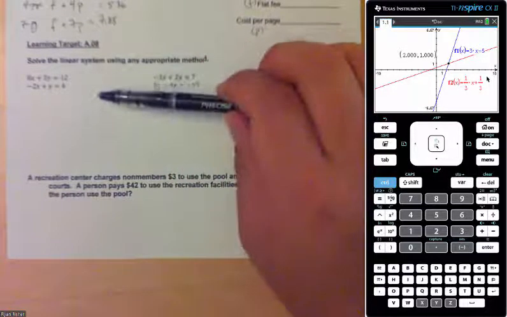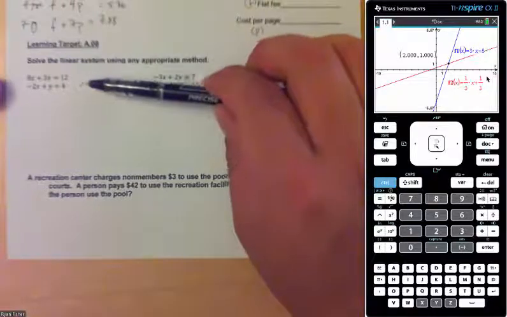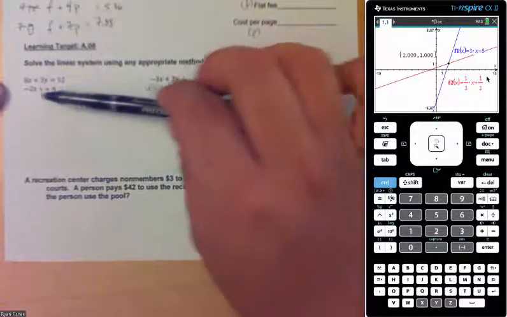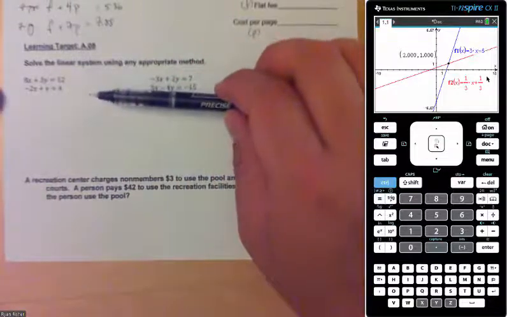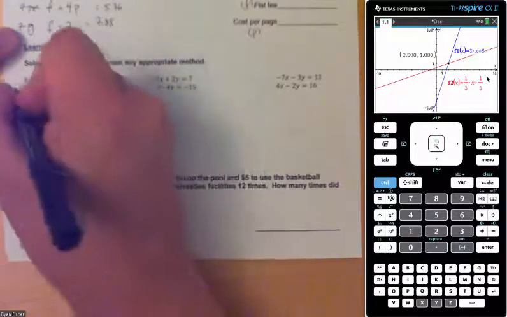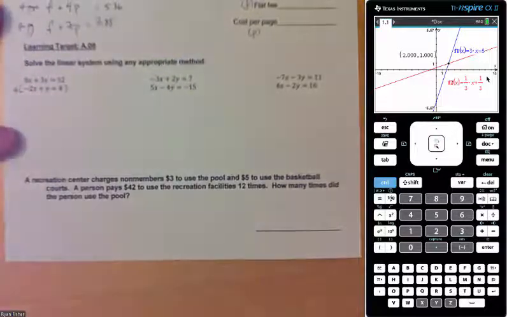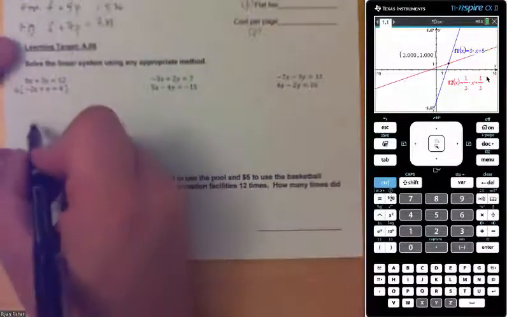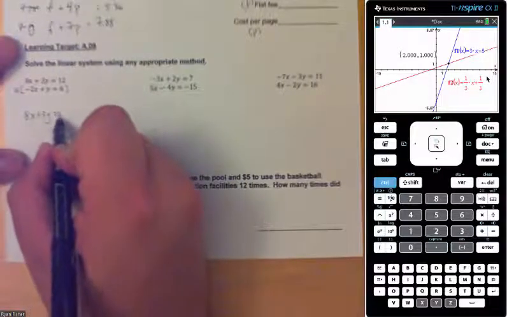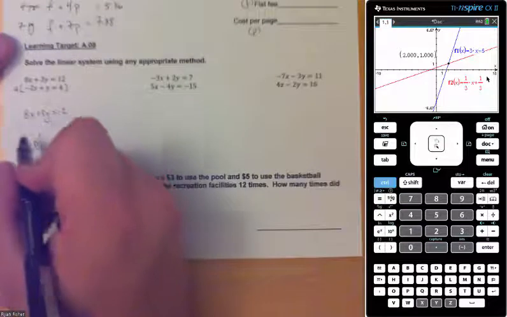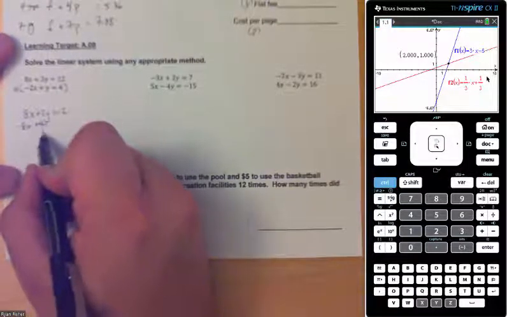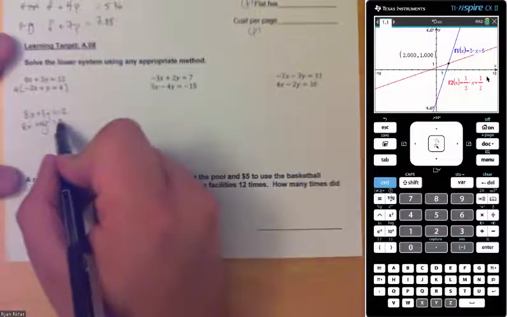So what can I do? Well, I can do that by just multiplying the bottom equation by something. Whatever times -2 is -8, in that case, it's 4. So I think I could use elimination if I just multiply everything in this bottom equation by 4. And I get something like this. The top equation is the same. The bottom equation now is 4 times -2 is -8, 4 times y is 4y, and 4 times 4 is 16.